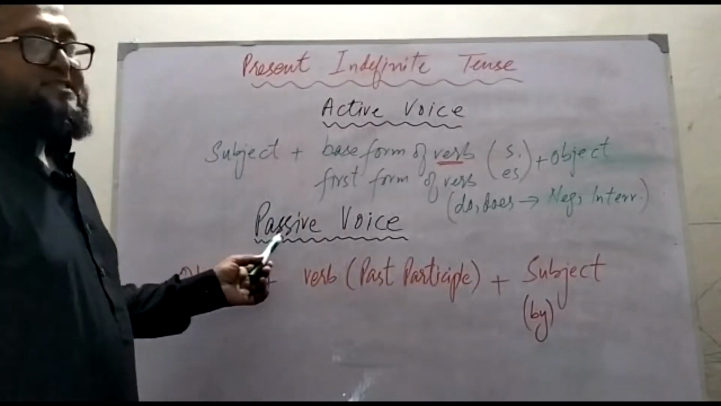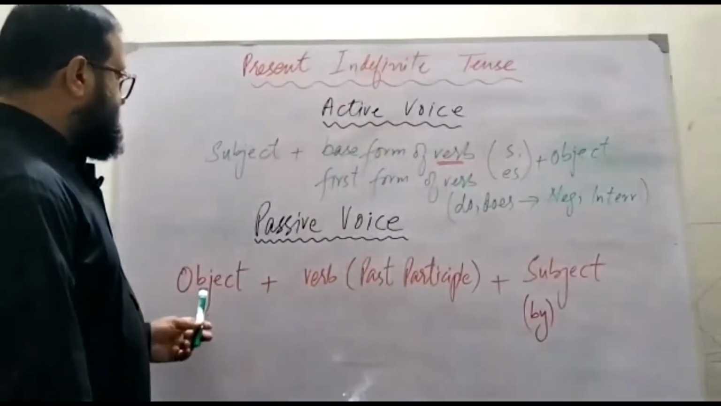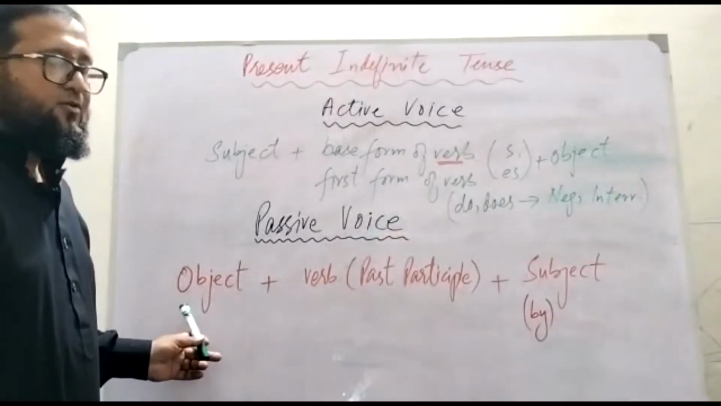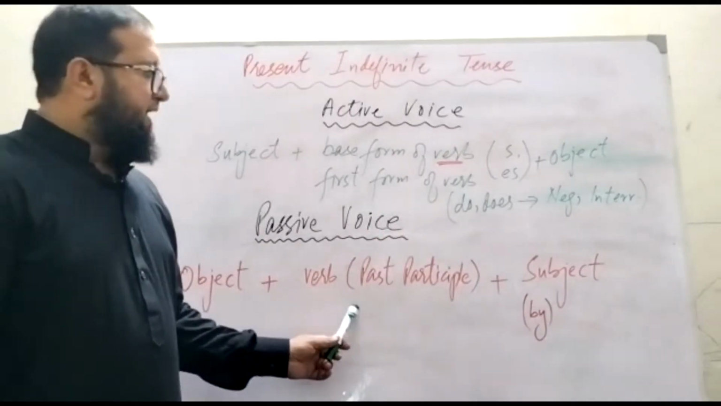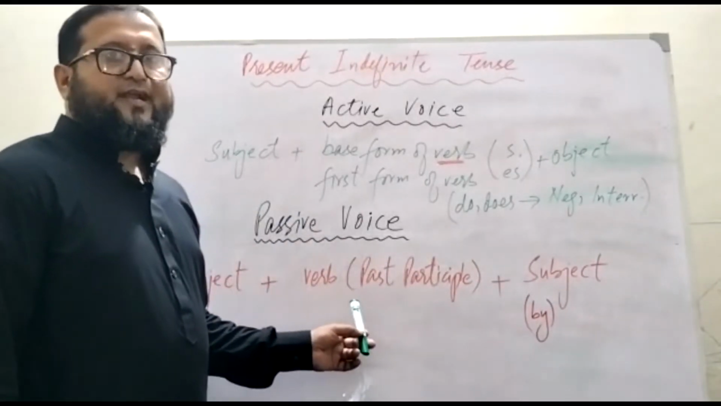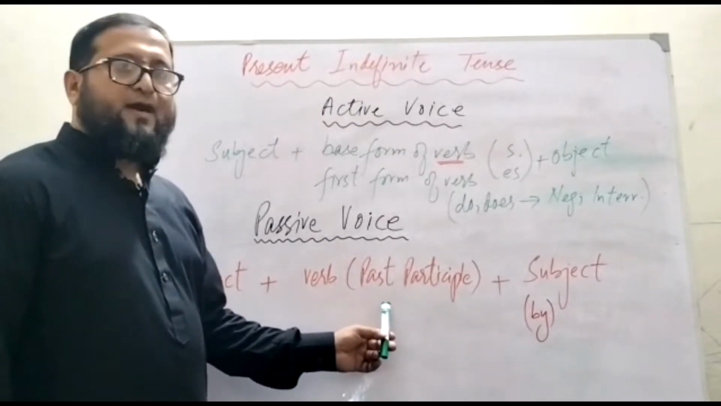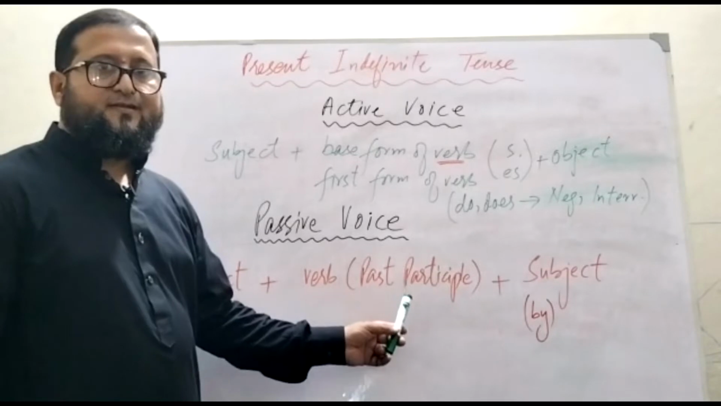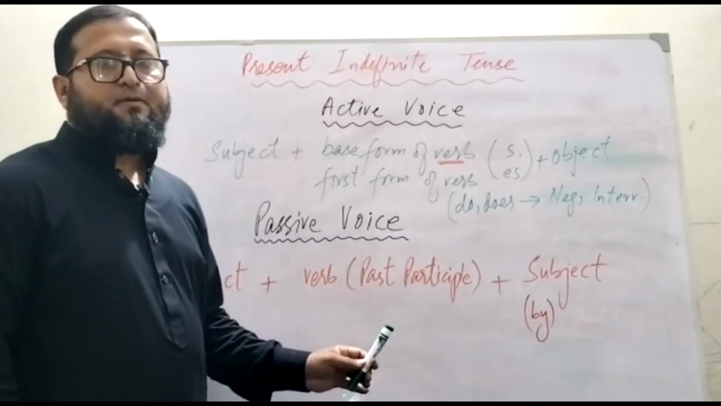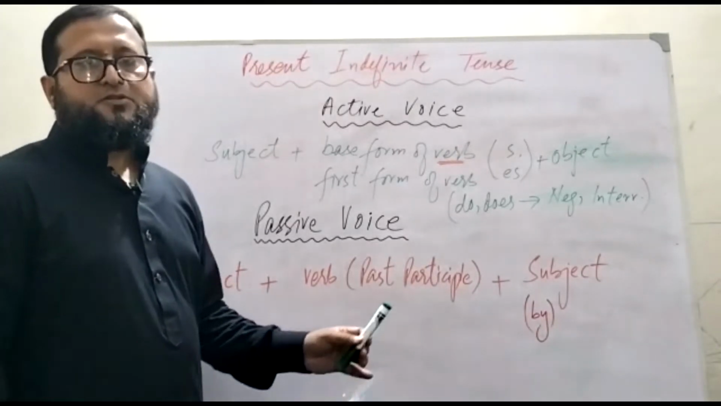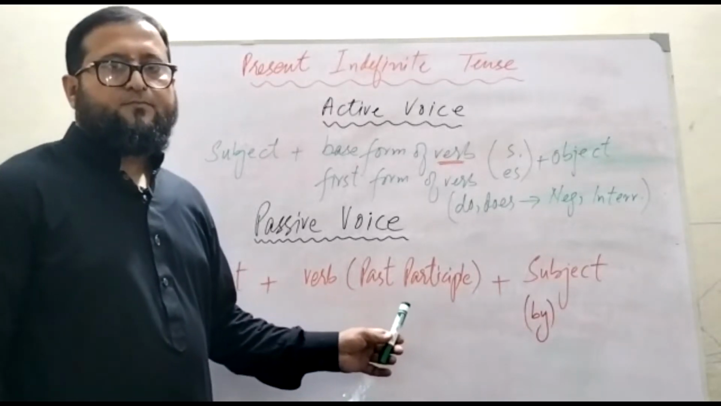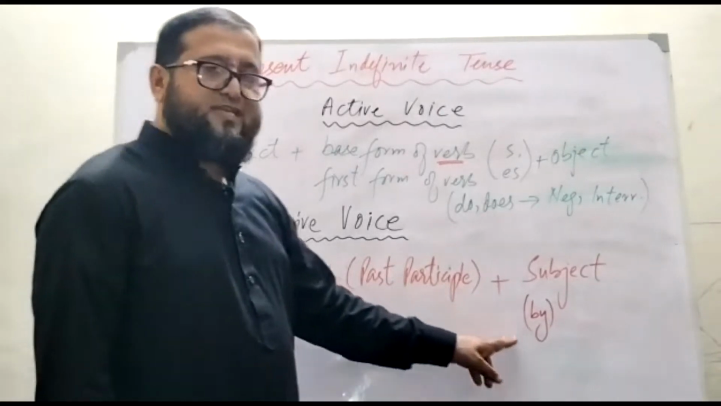Now let's see the passive voice of present indefinite tense. We have to change the place of the object. The object will come in the beginning, it will become the subject now. Object, then verb form, and then at the end there will be the subject. An important thing for your learning regarding the verb is that there is always the past participle, the third form of the verb, in all tenses. Present, past, future, indefinite, perfect, continuous, in all tenses we have to write the past participle, the third form of the verb. Most important thing for your learning. And the subject in the end.